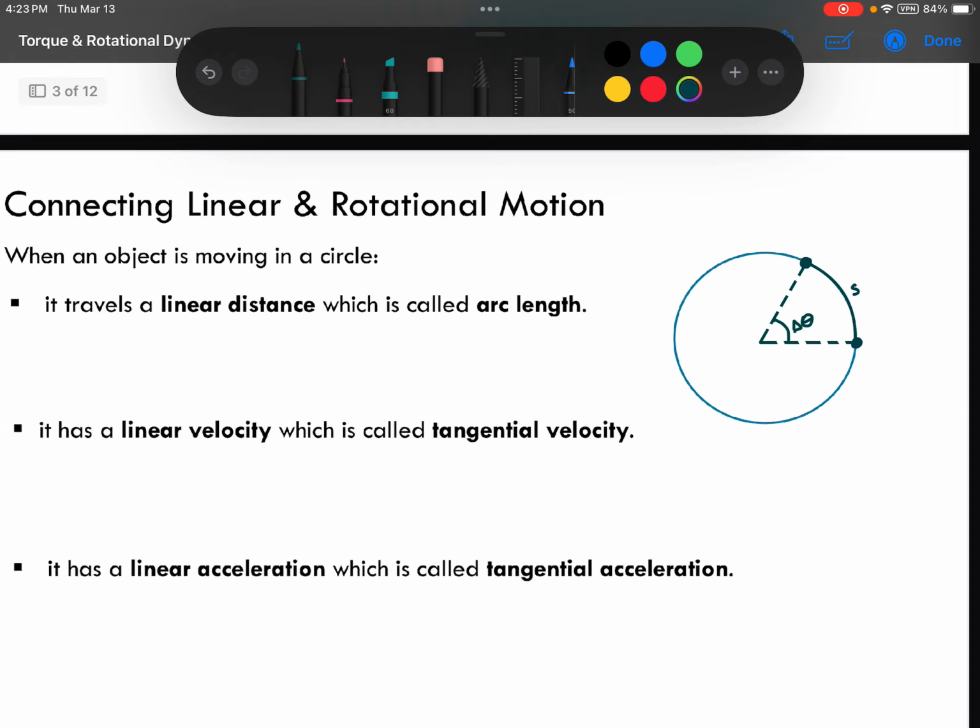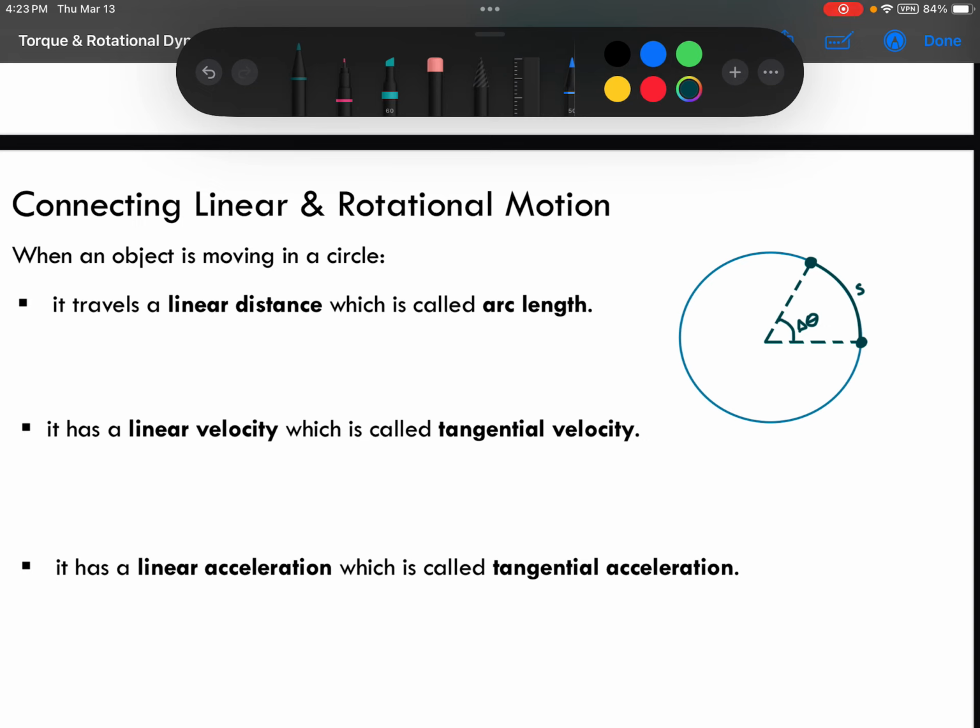And so we've previously defined the arc length is that angular displacement times the radius. So the actual linear distance in meters is the angular displacement in radians times the radius in meters. And if you notice, the radians kind of just disappears and meters takes over as our unit here.